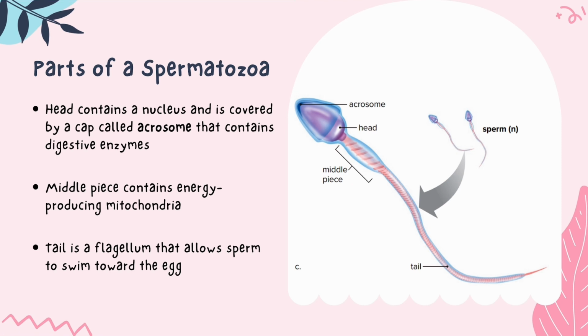Now, let us talk about the parts of spermatozoa. We have the head. The head contains the nucleus and acrosome, or the enzymes for egg penetration. There's also the middle piece, which is packed with mitochondria for energy, and the tail that propels the sperm forward. It allows the sperm to swim to the egg.